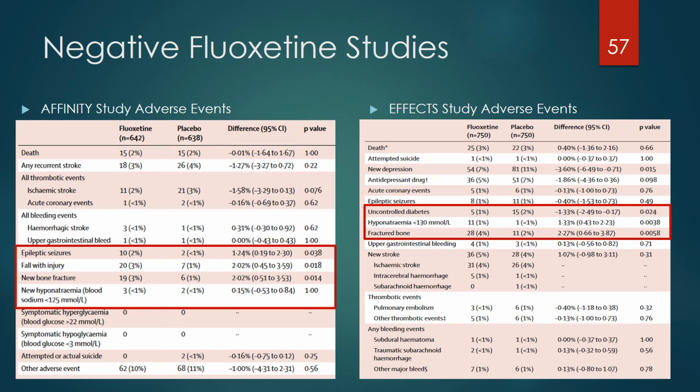Falls with injury was noted in the AFFINITY trial. New bone fractures, and this one noted hyponatremia, although it wasn't significant. However, in the EFFECTS trial, it did note hyponatremia, which was statistically significant. They also noted diabetes, and then again the bone fracture. So some new things to be concerned about, watch for with these agents in stroke.